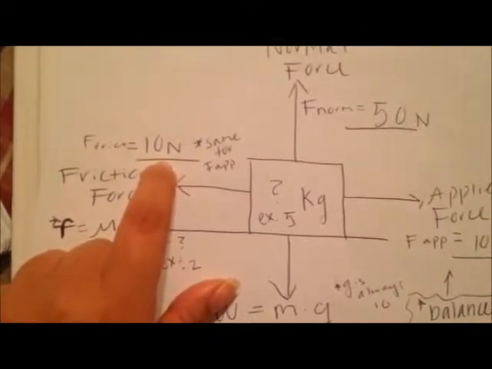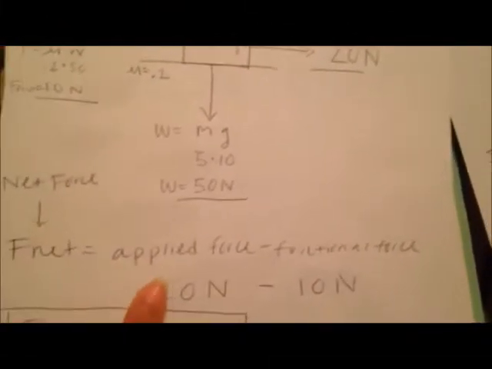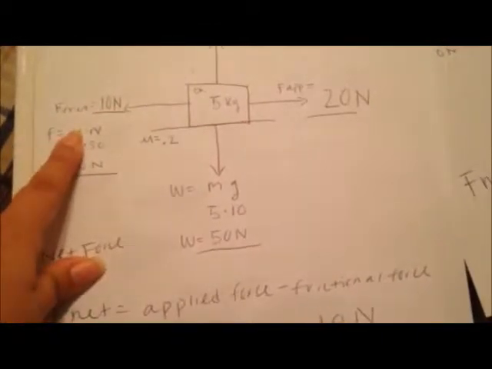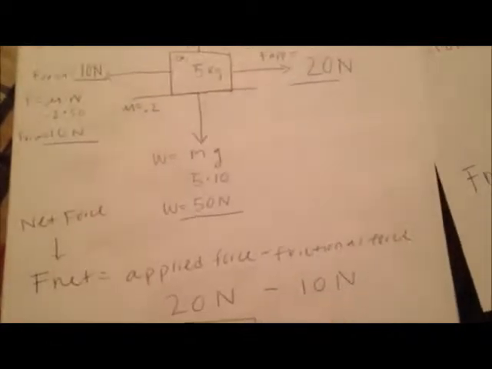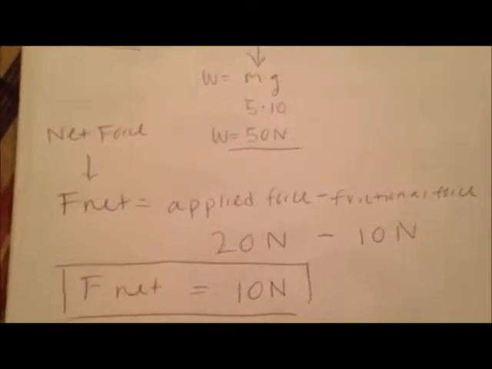And usually it's going to equal the same thing here if it's balanced. To get the net force, we need to subtract the frictional force from the applied force, which is this one, minus the frictional force, which is this one. So it's going to be 20 newtons minus 10 newtons. So the net force is going to equal 10 newtons.